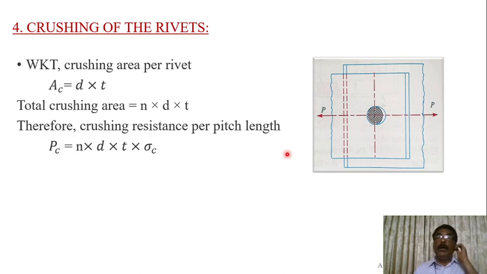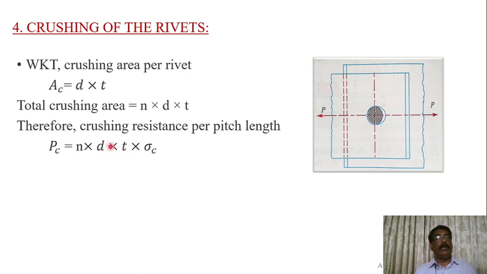And in this case, again, you will have to find out the crushing resistance, or the pull required to crush off the rivet. Pc is equal to n into d into t into sigma c. In this equation also, the notation remains the same. Here d into t is nothing but the area which resists the crushing. If you have a look over here, d is the distance from here to here, the diameter of the hole, and t is the thickness of this particular plate. So when you multiply d into t, you will get the area which will resist the crushing.